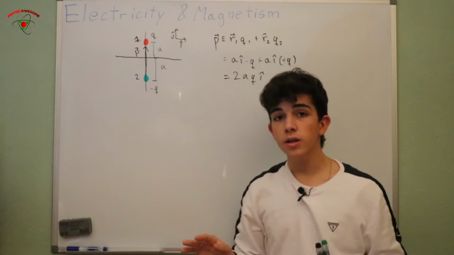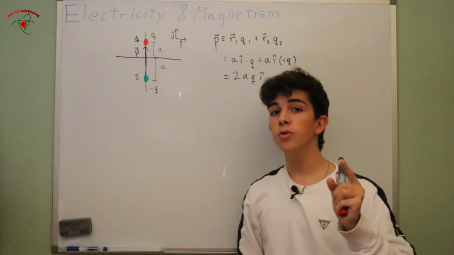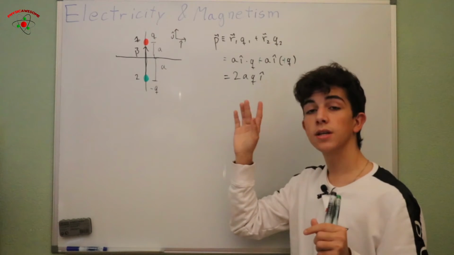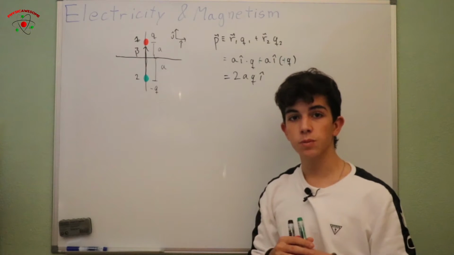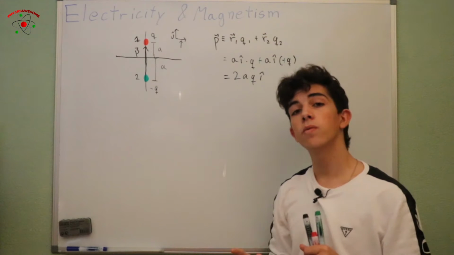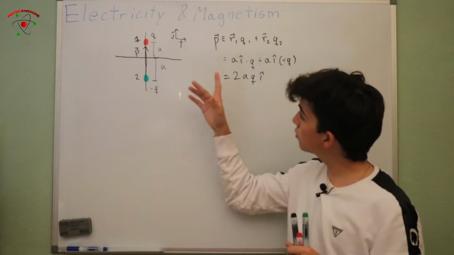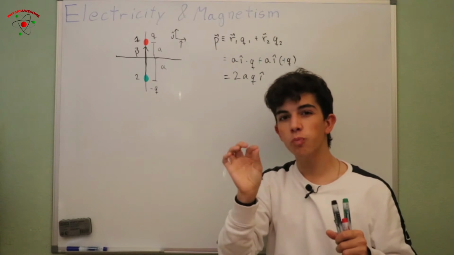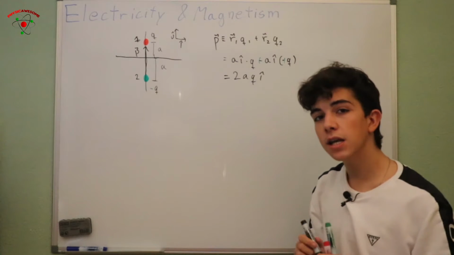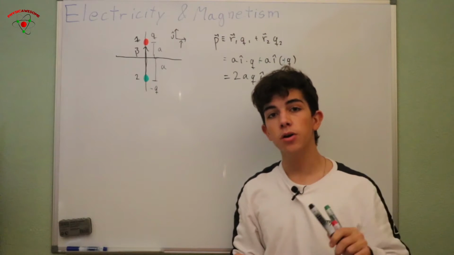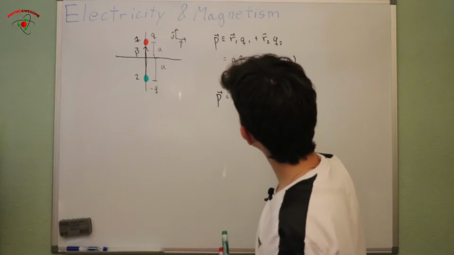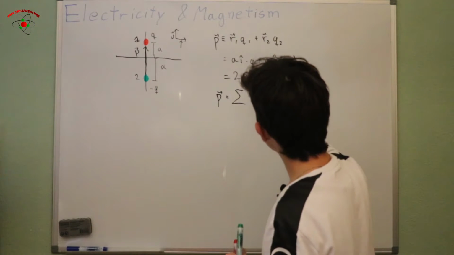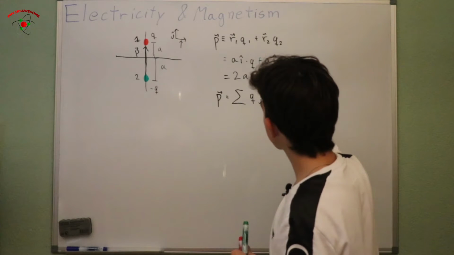It can be proven, and it is left as an exercise to the viewer, that dipole moments can be extended to more groups of particles by the principle of superposition. However, we first need to define the dipole moment in a more precise way. In general, when we have multiple particles, we are going to define dipole moment as the sum over qj times rj.